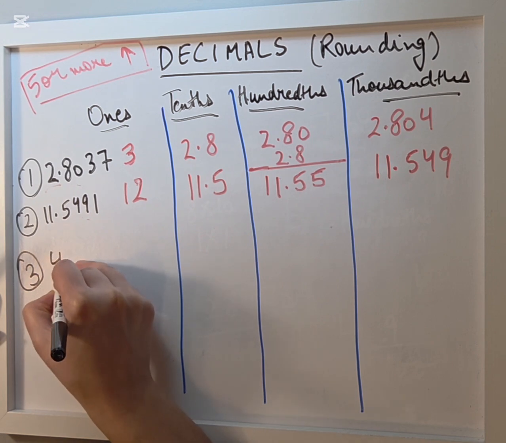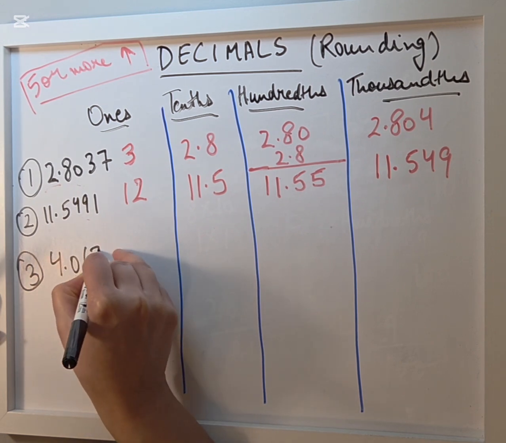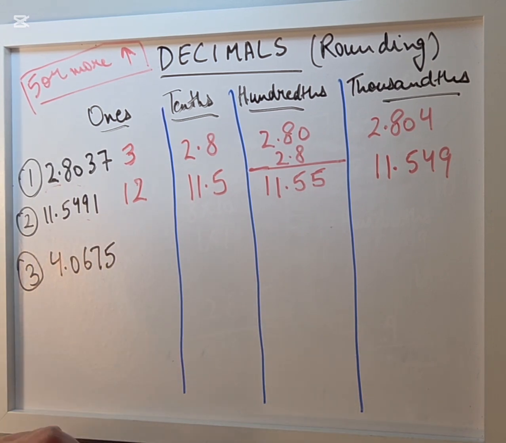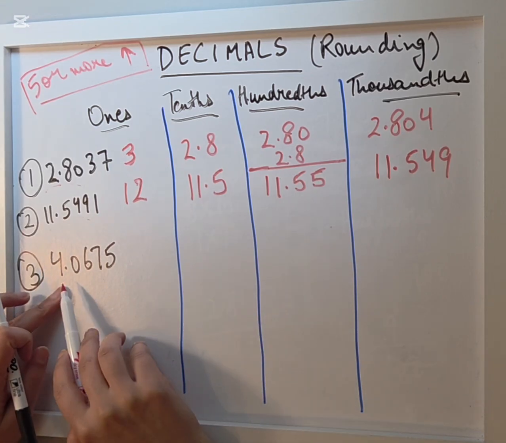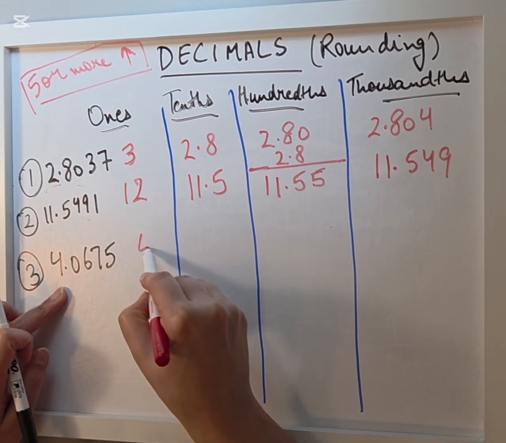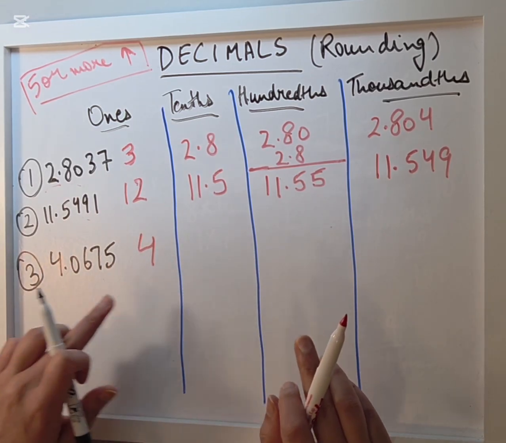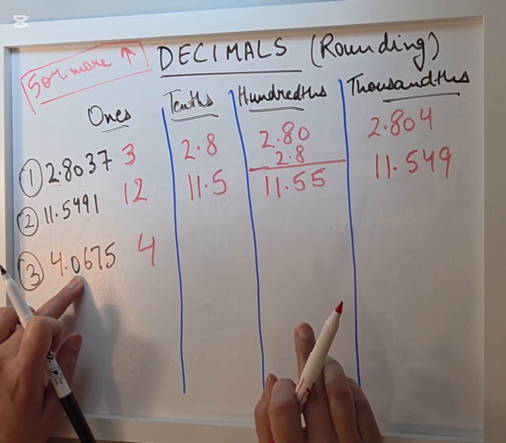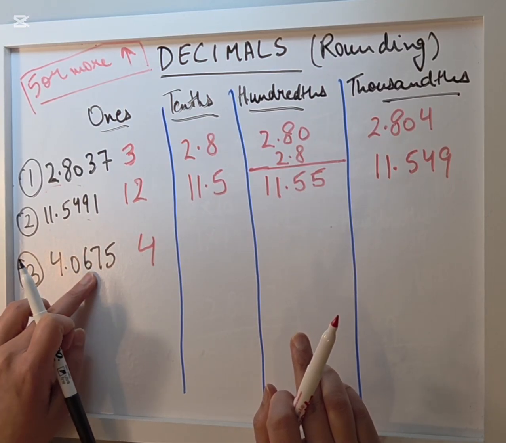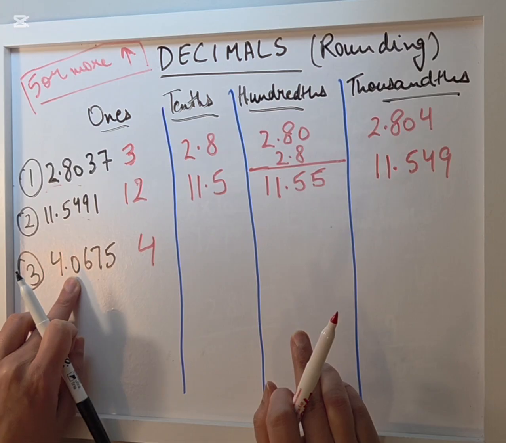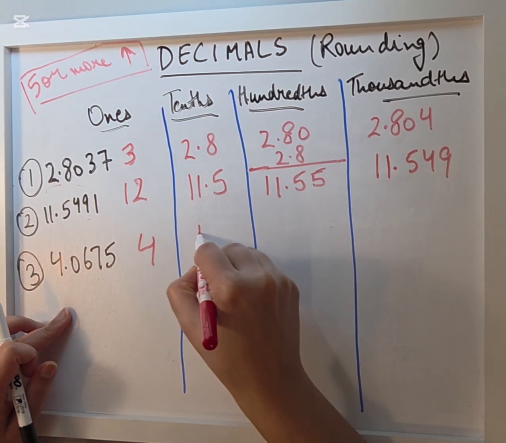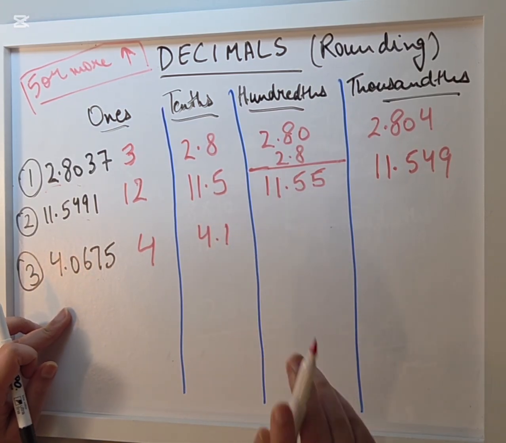Okay, let's do another example. We have 4.0675. At ones we have 4, and next to it is 0, so it will remain 4. At the tenths position we have 0, and the number next to it is 6, so 0 becomes 1. So it will be 4.1.